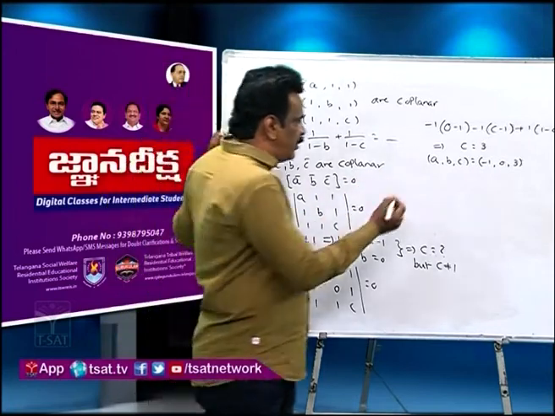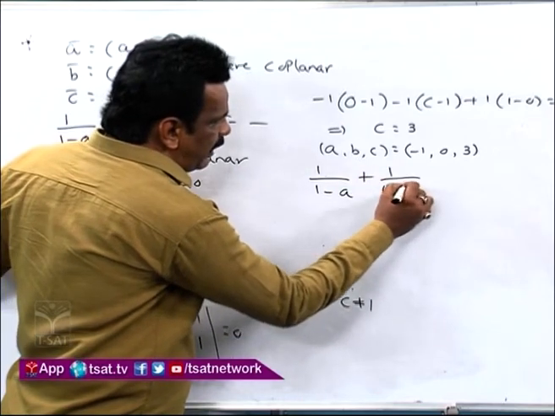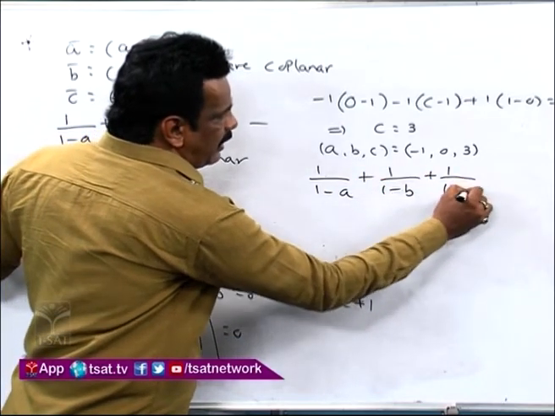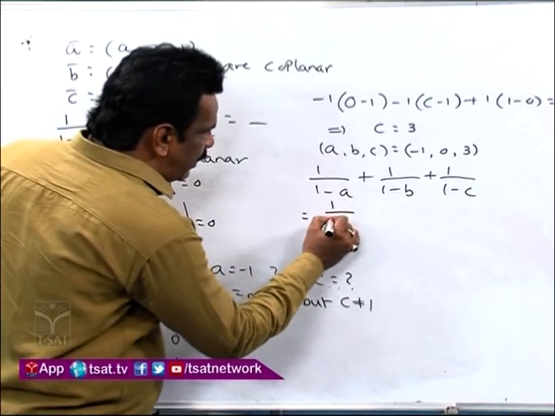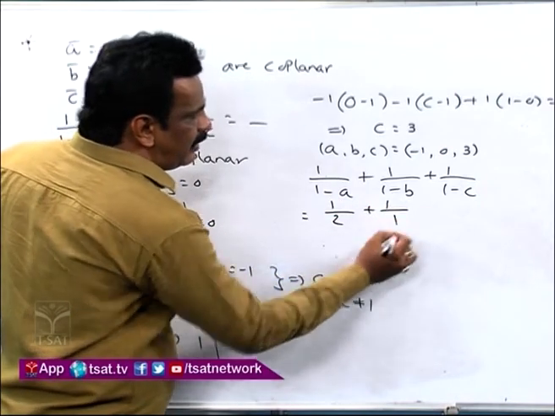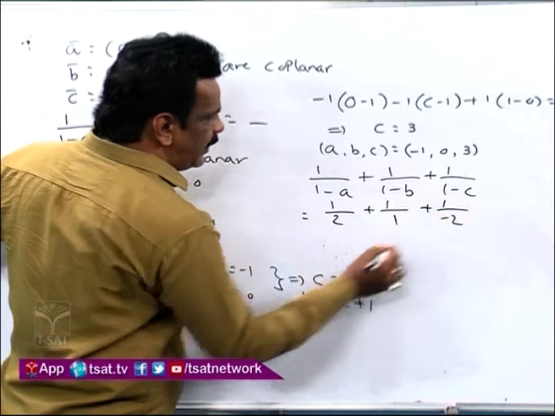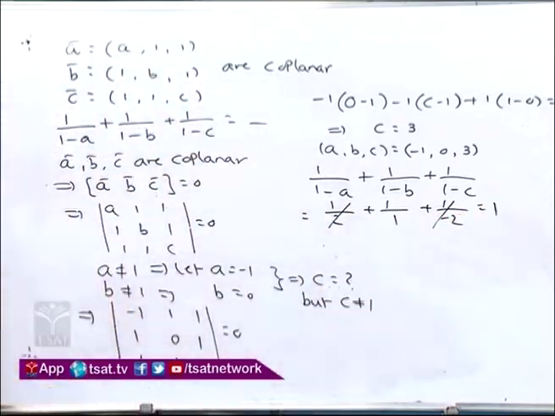So here we find out for these values 1 by 1 minus A plus 1 by 1 minus B plus 1 by 1 minus C. So substitute the values A, B, C here. We can write from this 1 by 2, because A equal to minus 1, plus 1 by 1, plus 1 by minus 2. So 1 by 2 cancel, the remaining is 1. So here the given expression equals 1.